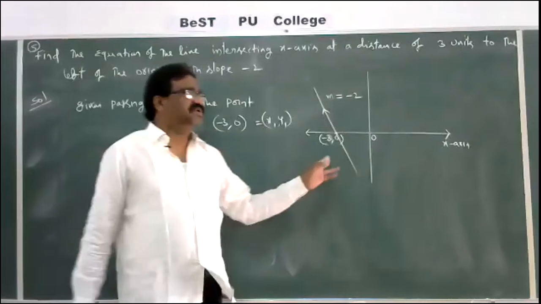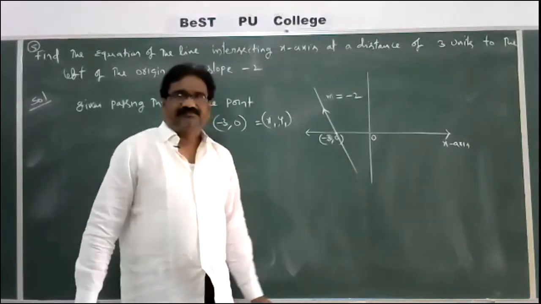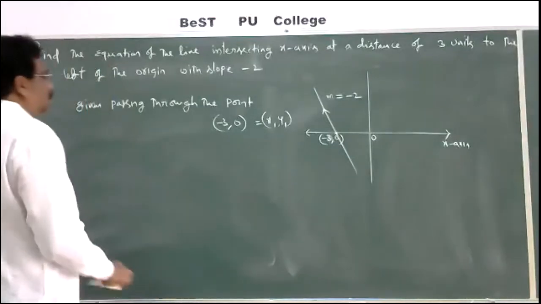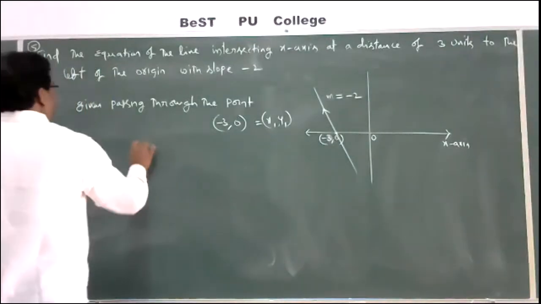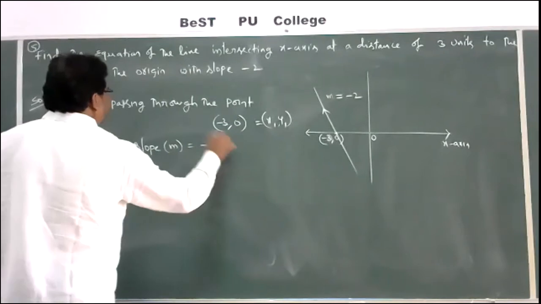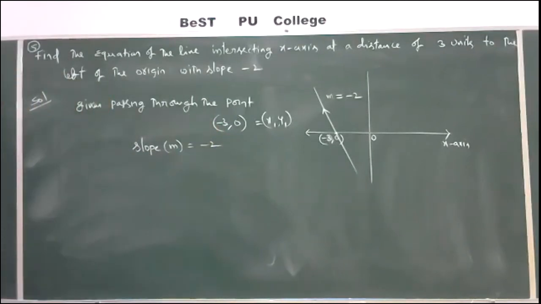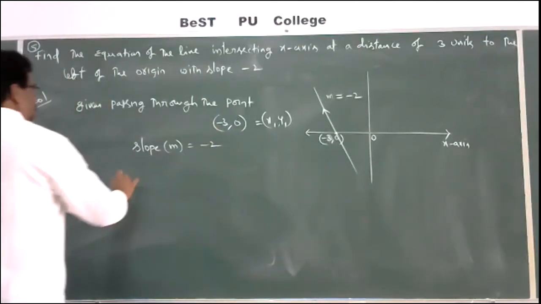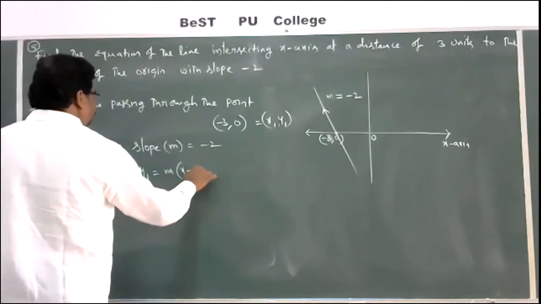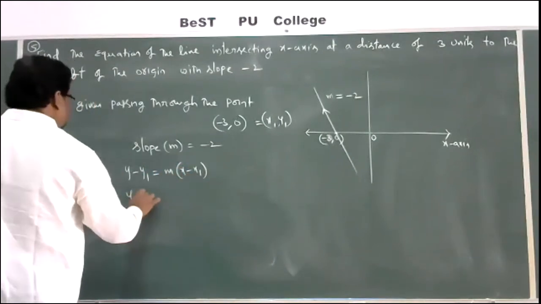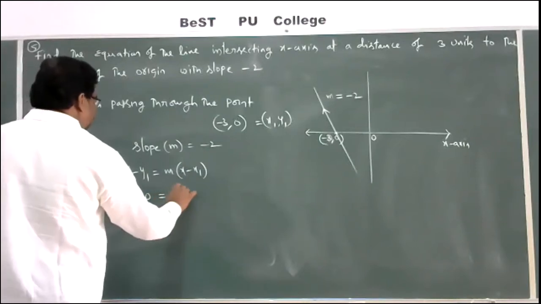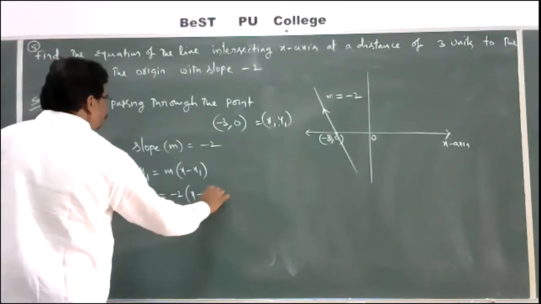In the examination also, you can draw this figure, it is better and easily understood. Then slope m is equal to the given -2. Then apply the slope point form: y minus y1 is equal to m into x minus x1. That is, y minus y1, y1 is 0, is equal to m, which is -2, into x minus of -3.